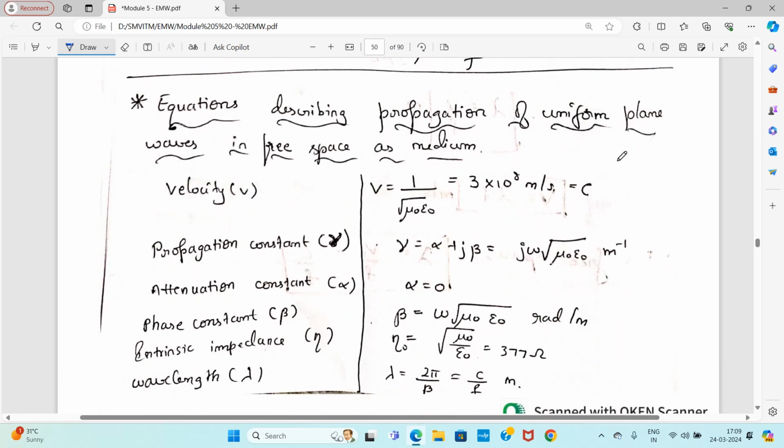In free space, the main thing you need to know is, one is conductivity is 0 and the attenuation constant is 0. Okay. So here you have velocity is equal to 1 by root mu naught epsilon naught, which is equal to 3 into 10 power 8 for free space. Propagation constant will be only j beta because attenuation constant alpha is 0 for free space. Phase constant beta will become omega root mu naught epsilon naught. Intrinsic impedance will be 377 fixed for free space. Wavelength will become c by f, that is velocity of light by frequency. So this set of equations is very important for solving problems under free space. Okay, so just remember this table.